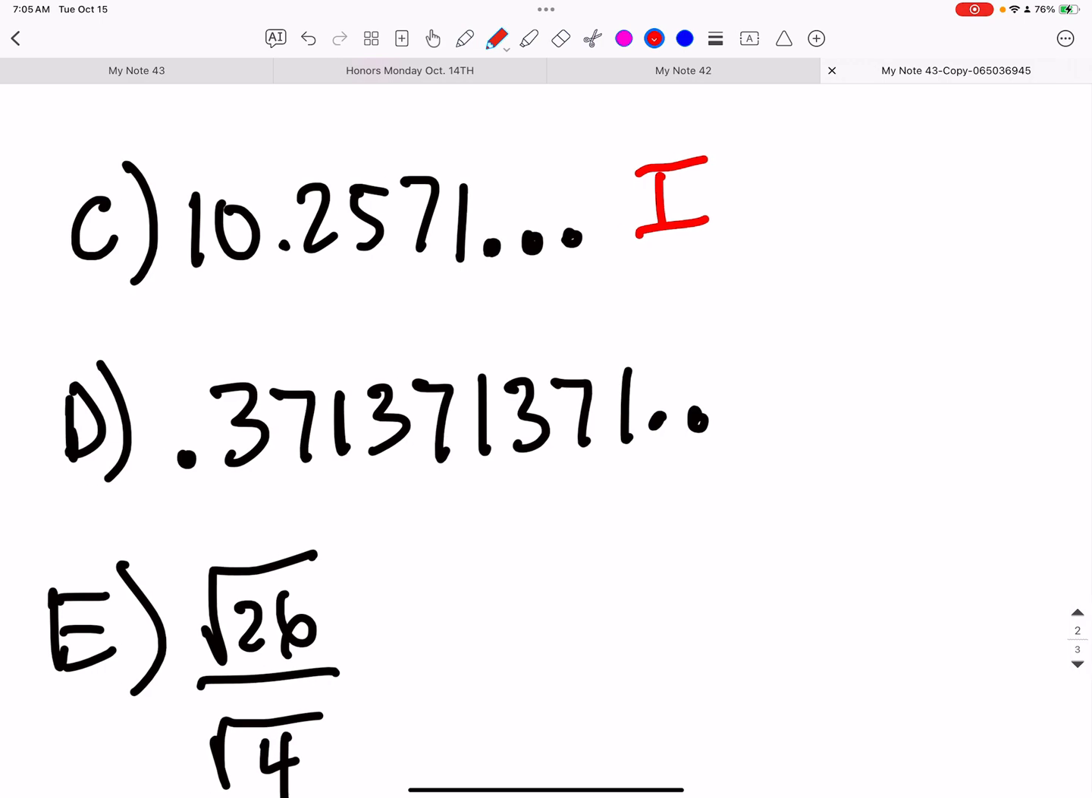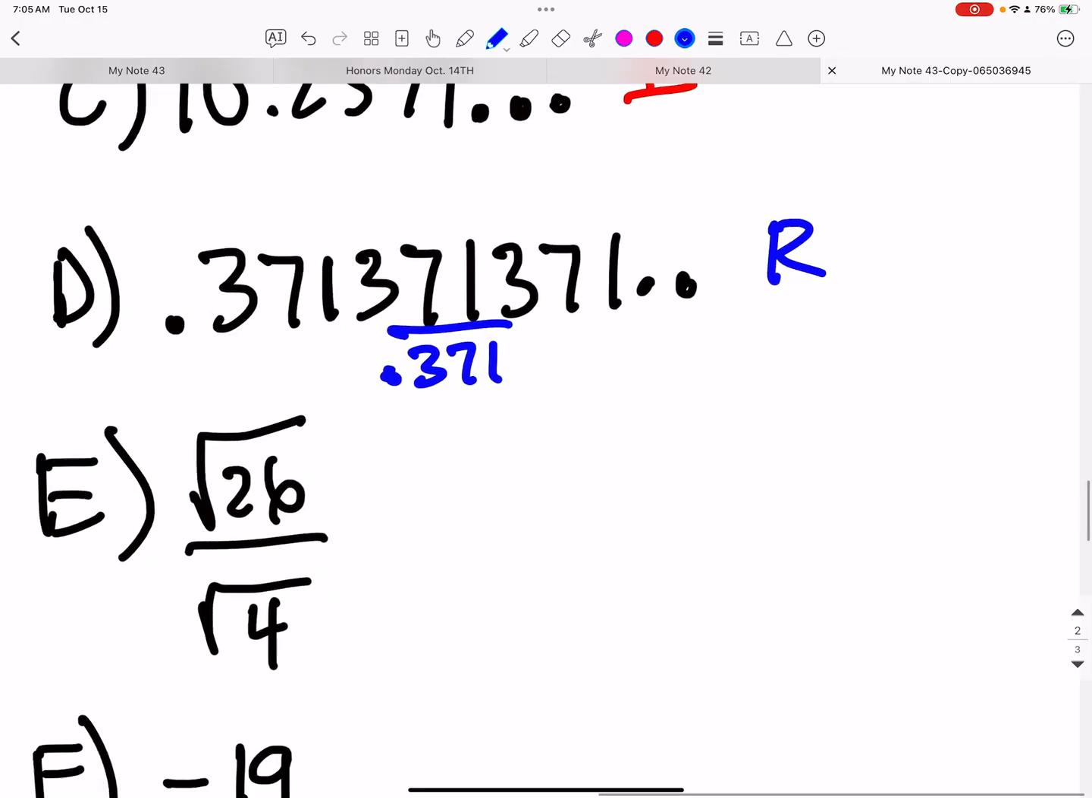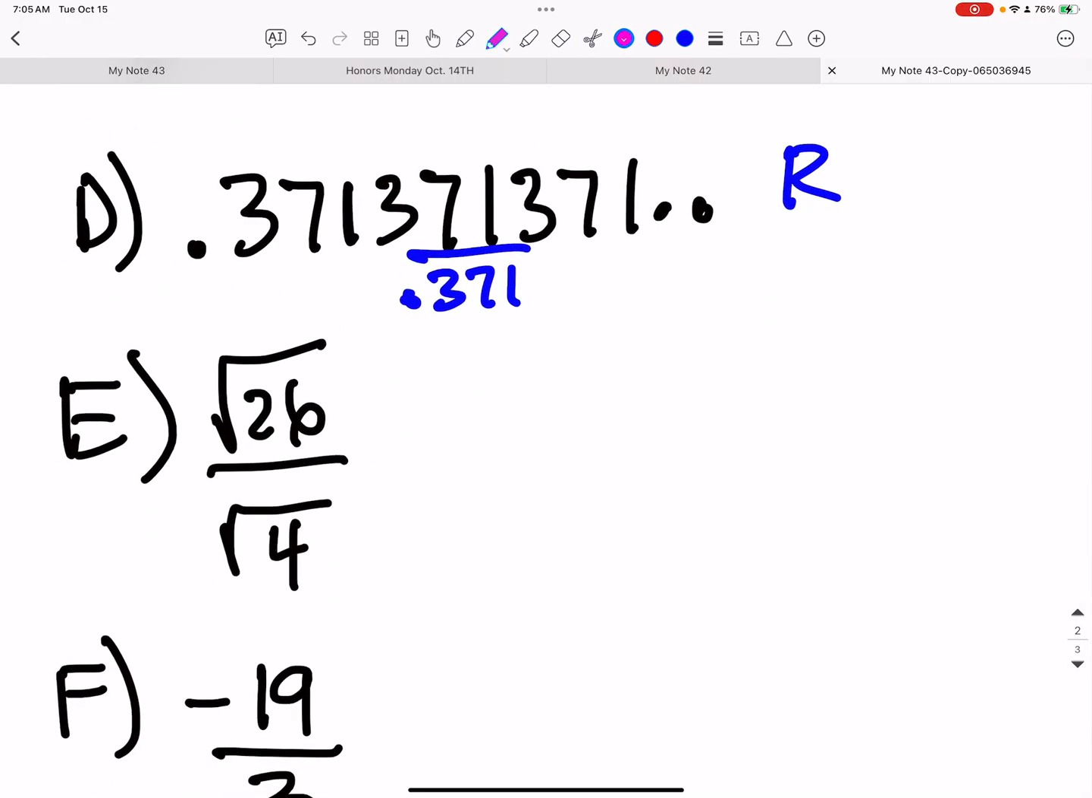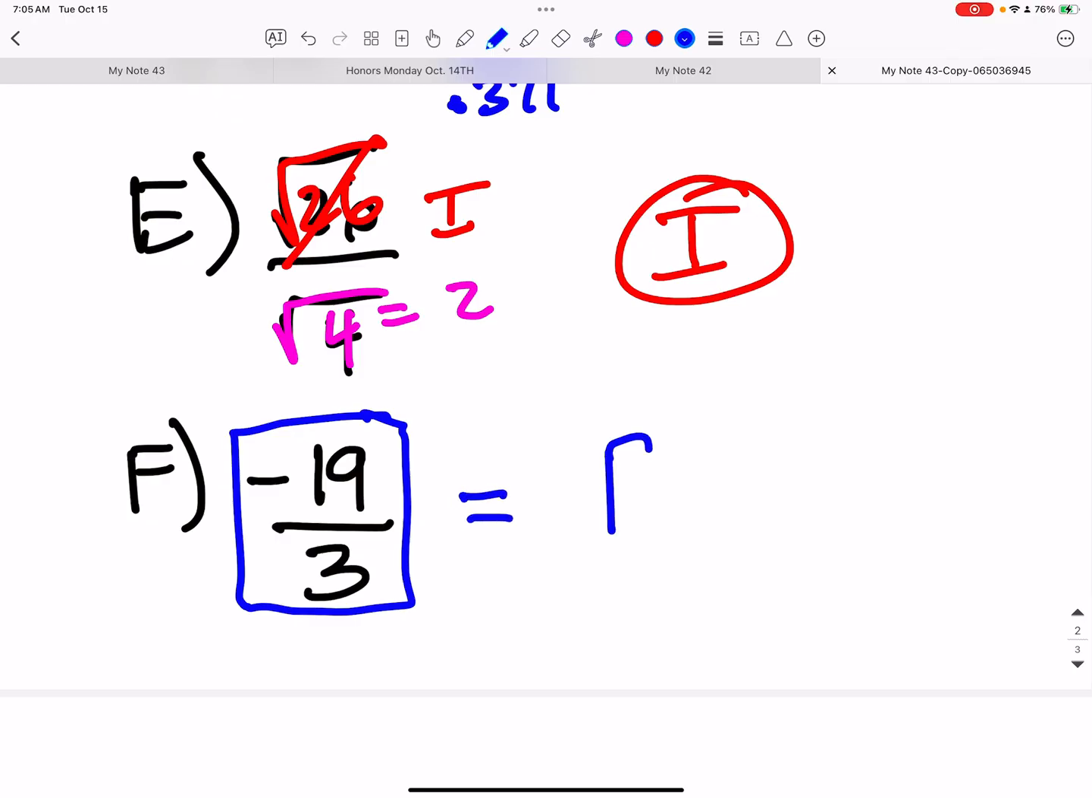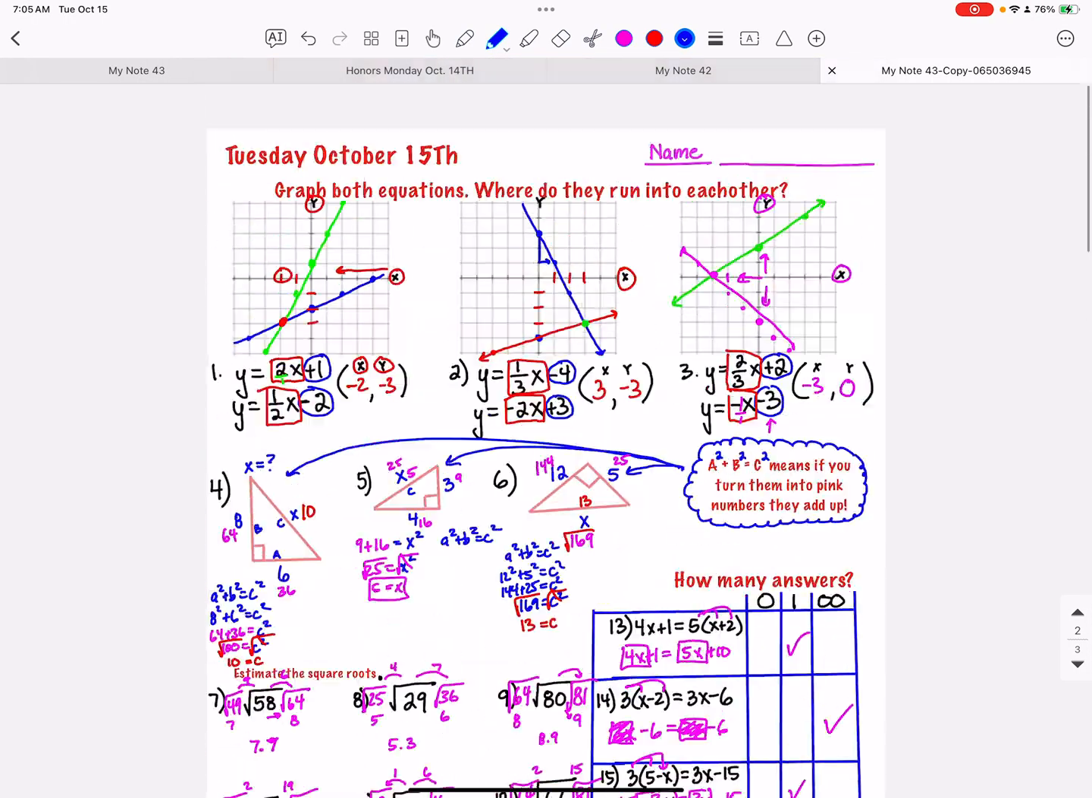371, 371, 371, dot, dot, dot. Yeah, there's a pattern there. We can write that as 0.371 where everything repeats. Over here, 4 is a pink number. We can take the square root of that, but 26 is not a pink number. So that ruins it for us. That's irrational. So this whole thing is irrational. And this one, negative 19 thirds, that's just a regular old ugly fraction. And fractions are rational because rational means fractional. And we are done.